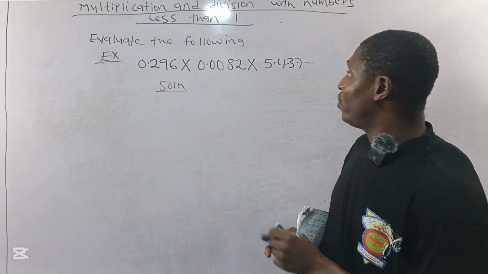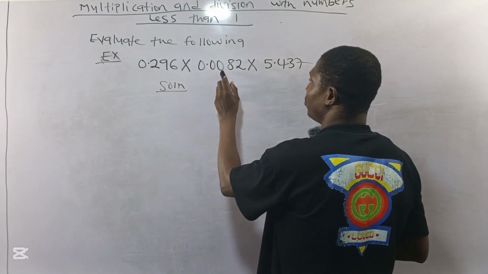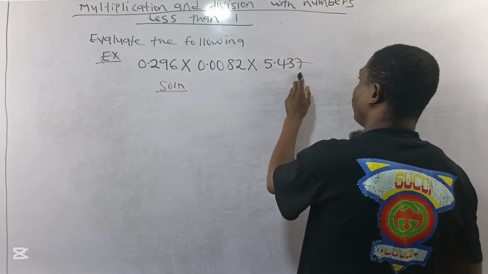Again, we have to evaluate this, which is 0.296 times 0.0082 times 5.437.